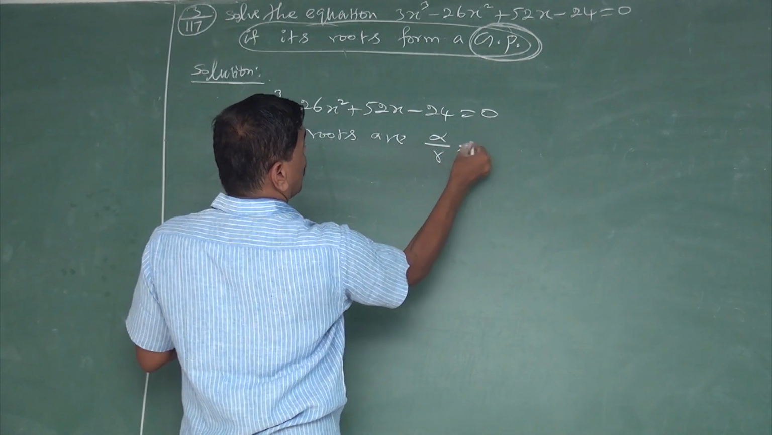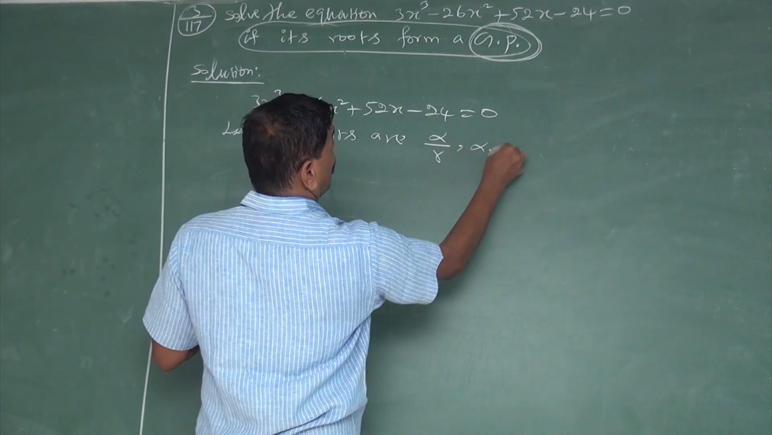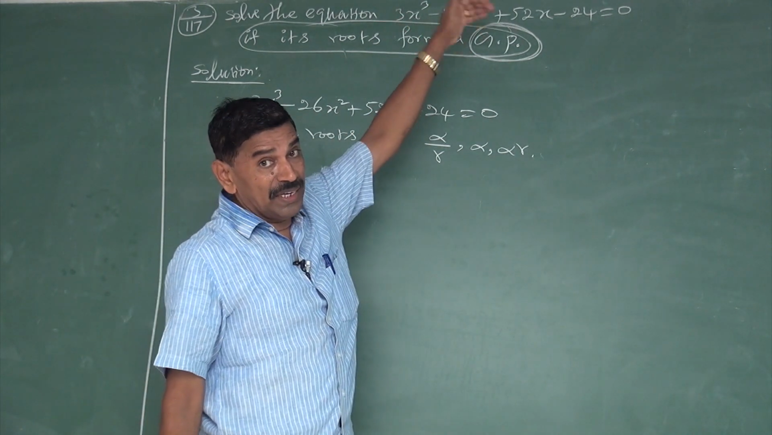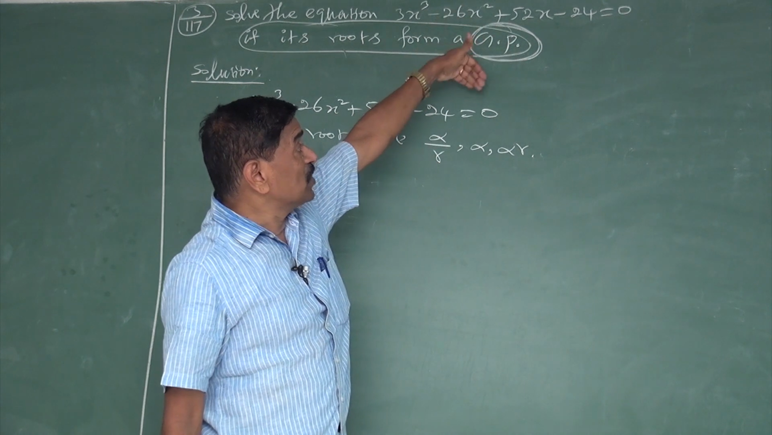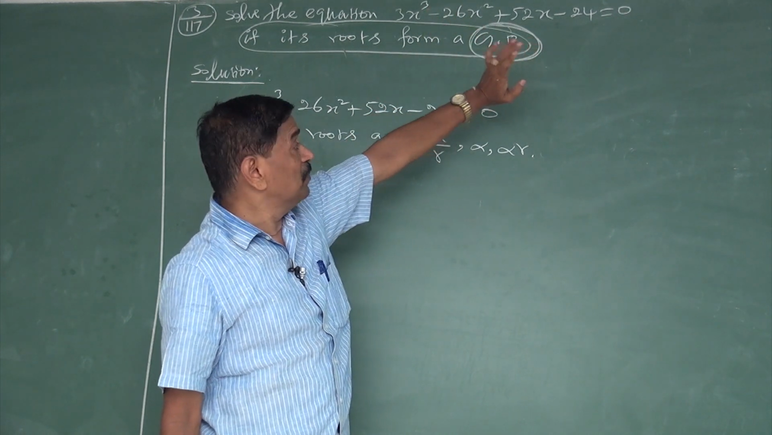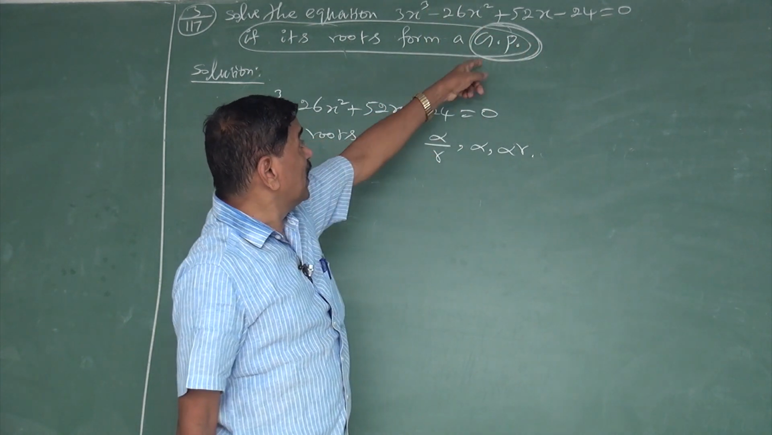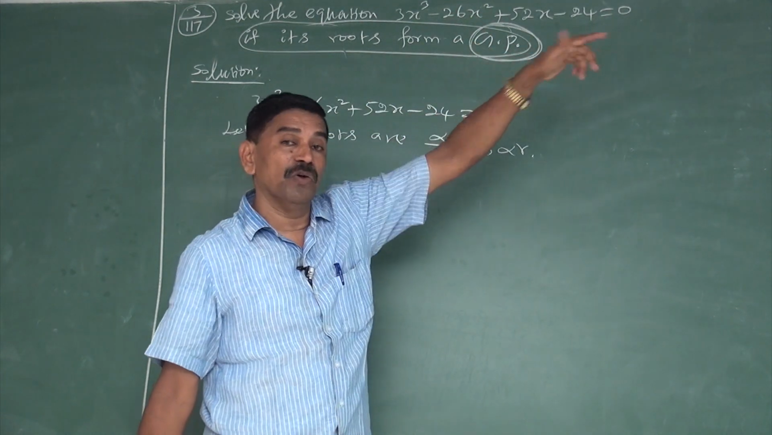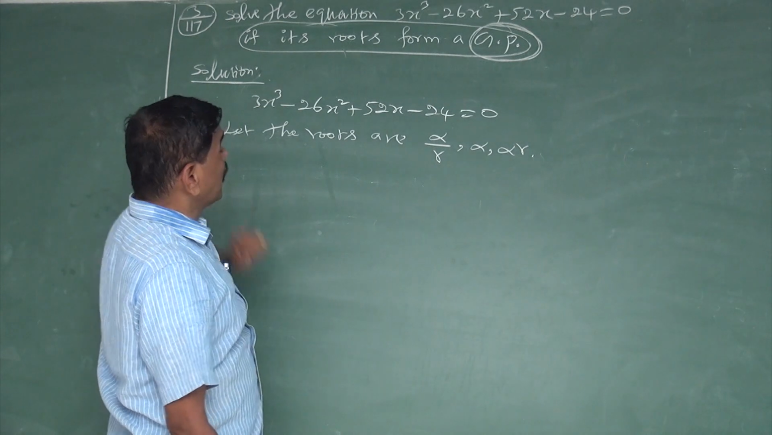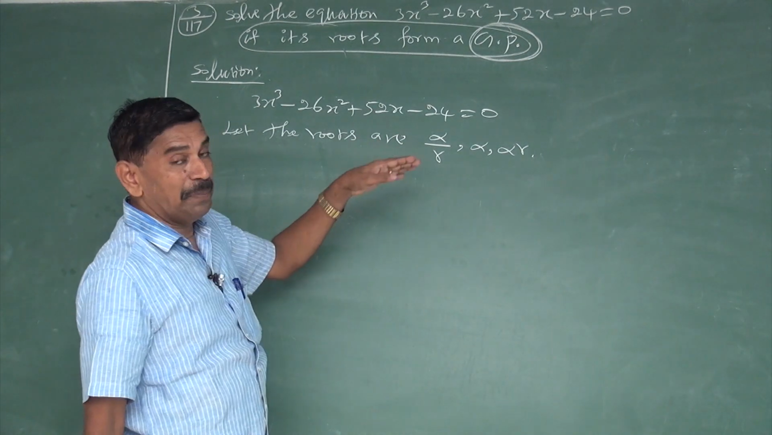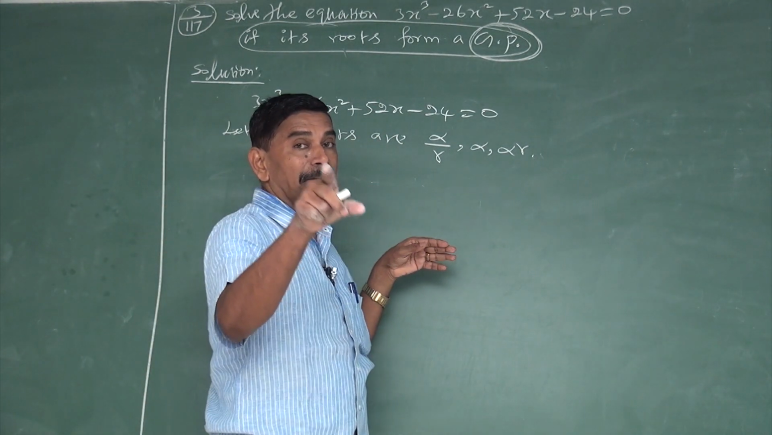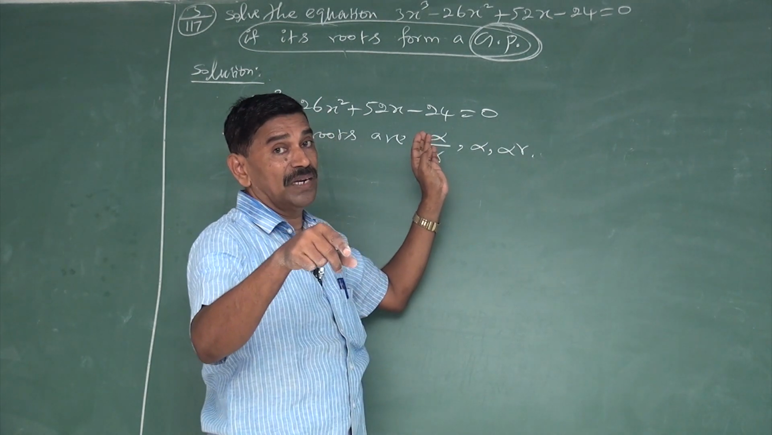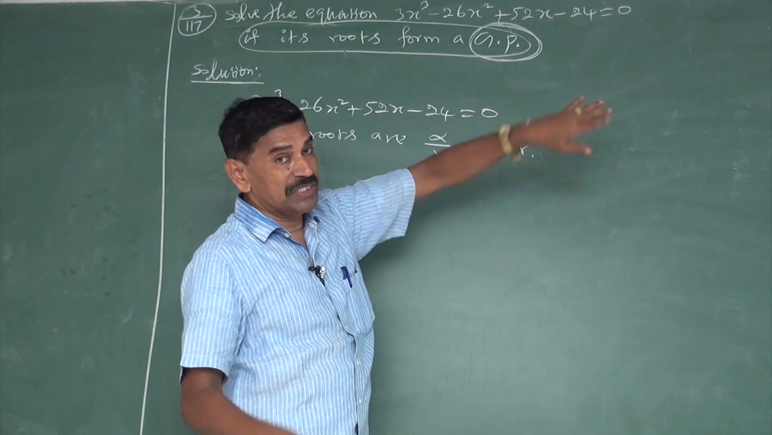Let the roots be alpha by r, alpha, alpha into r. Before, the question had roots in AP; now the next question is the roots are in GP. Using the condition we want to find one root, and using that root we use synthetic division to get the answer. Before, in AP, while finding the sum, minus d plus d cancel, you get 3 alpha, then alpha equals something, and using synthetic division we get the answer.